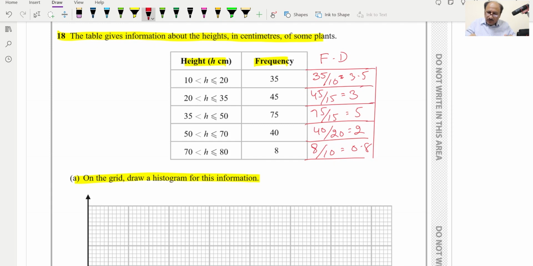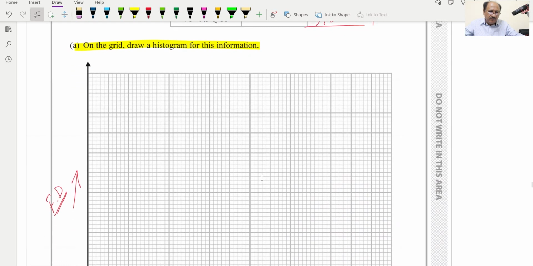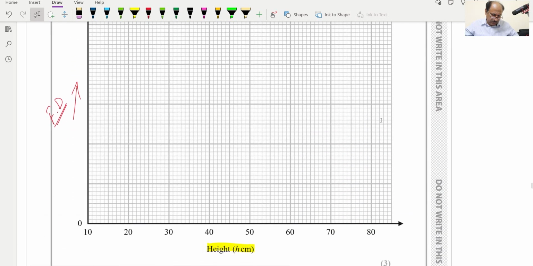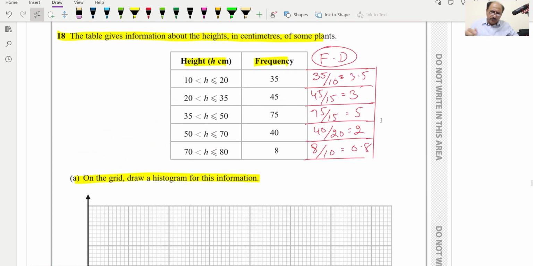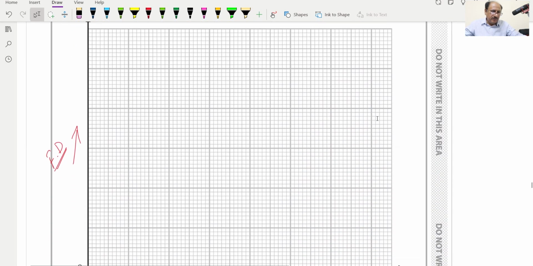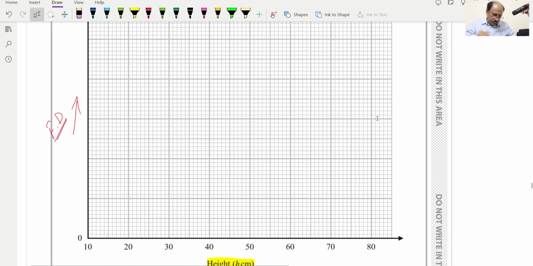So these are the frequency densities which we have calculated, and this is the column which we have added. Now we will be plotting frequency density on this side, with the ranges also. So first, from 10 to 20, 3.5. So 3.5 will be the height, and we can take it up to this one.